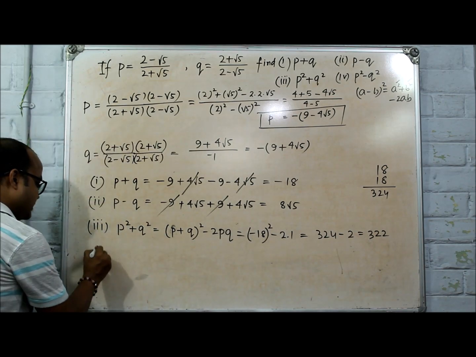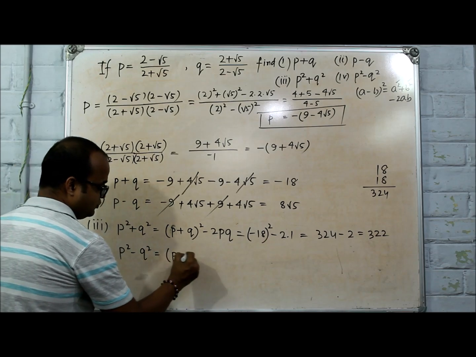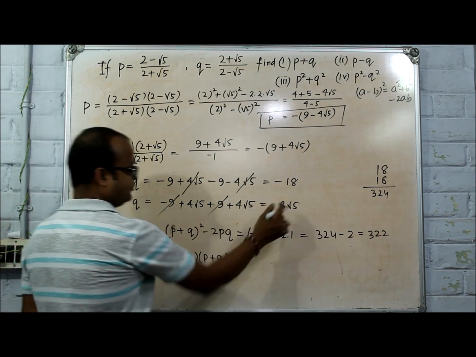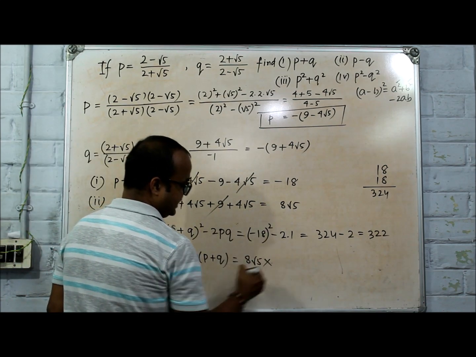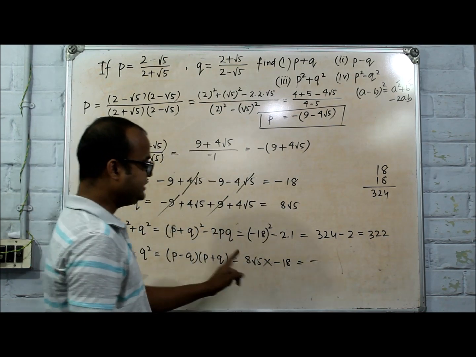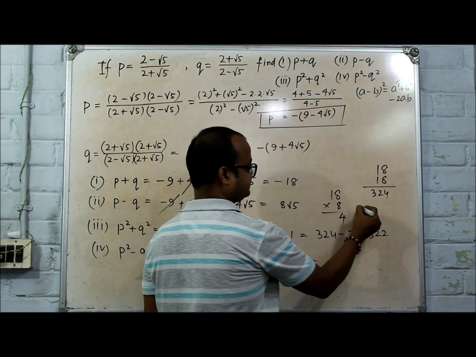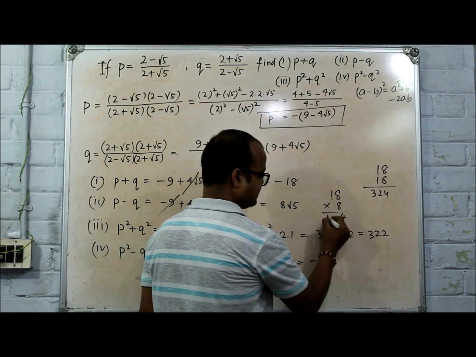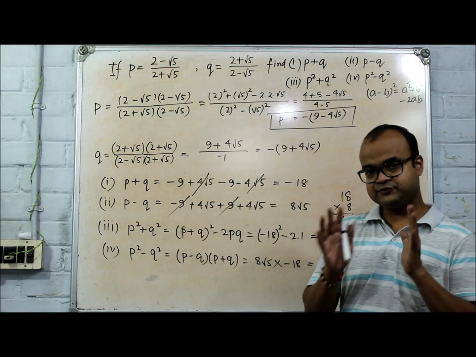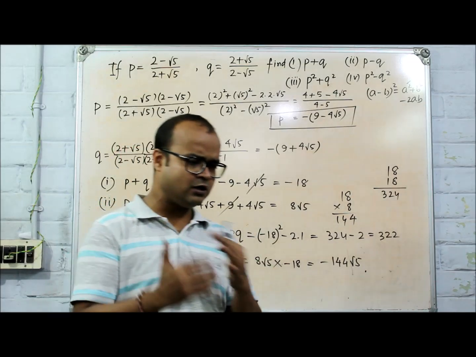And the last part is P square minus Q square. So this is equal to P minus Q into P plus Q. P minus Q value is 8 root 5 and P plus Q value is minus 18. So minus 18 into 8, you multiply 18 into 8, that gives minus 144 root 5.